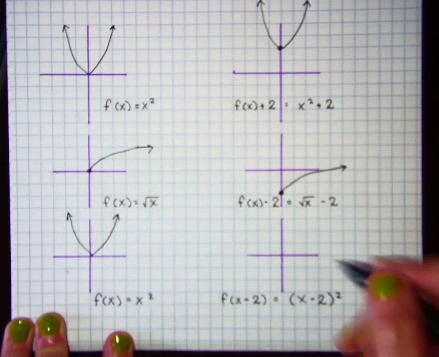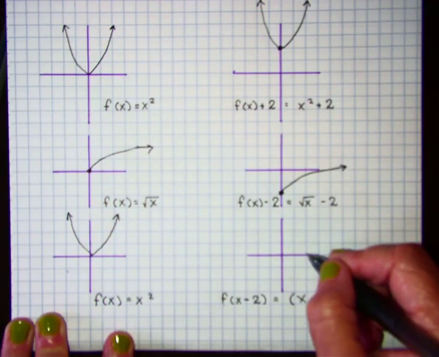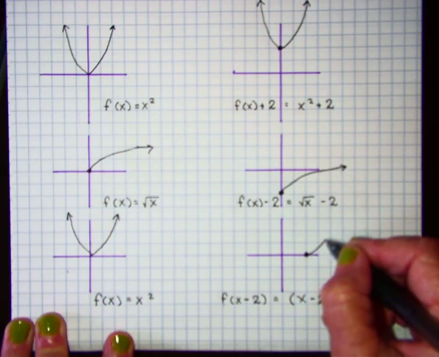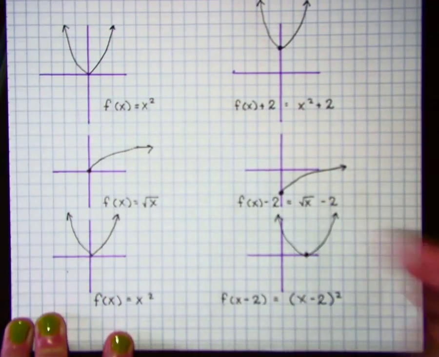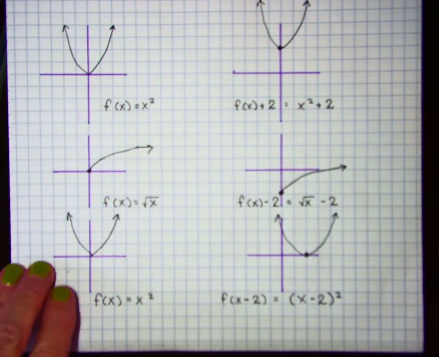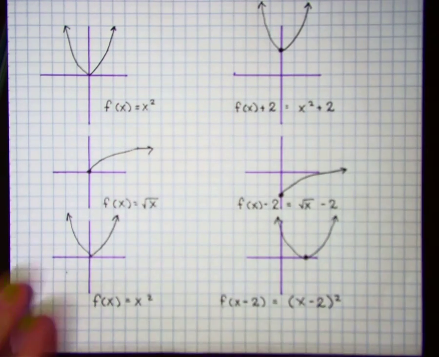squared. And so in this case, I'm moving it to the right 2, and otherwise it won't change. It'll keep that same shape. It's just moving to the right 2. Okay. Same thing happens when I move it to the left.